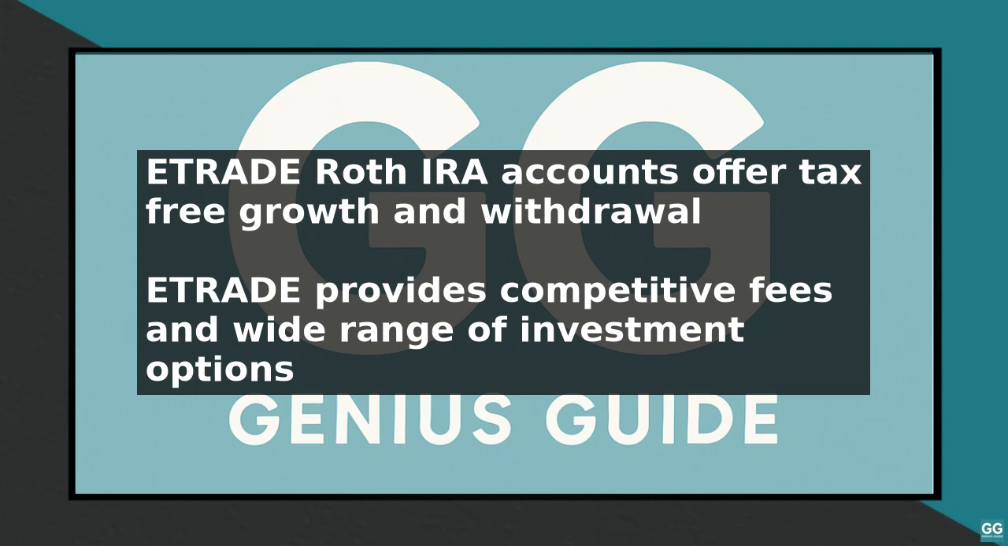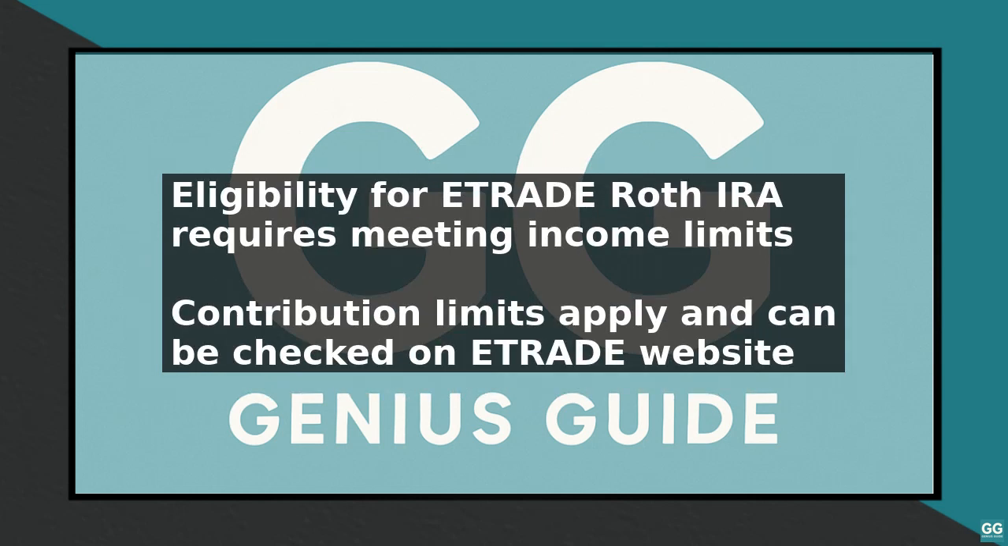To get started with an E-TRADE Roth IRA, you'll need to meet certain eligibility requirements, including income limits and contribution limits. For the current tax year, you can contribute to a Roth IRA if your income is below a certain threshold, and the contribution limit is a specific amount. You can check the E-TRADE website for the most up-to-date information on these limits.